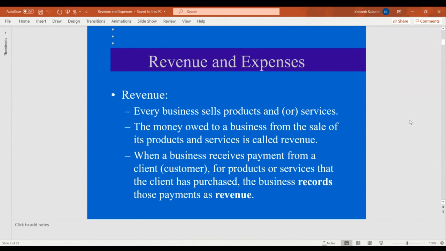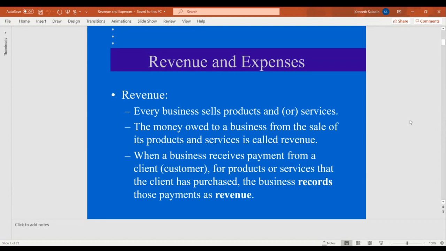A service that we may provide, if somebody comes and mows your grass, that would be considered a service. If a garden center comes and installs a plant that you purchased at the garden center in your yard, that would also be considered a service. So even the green industry has certain services that we provide in addition to products. The money that's owed to a business for the sale of its products and services is called revenue.